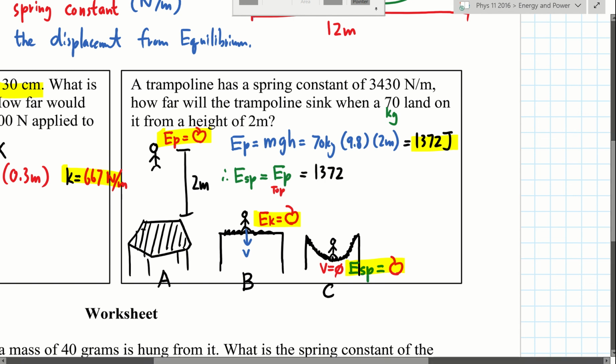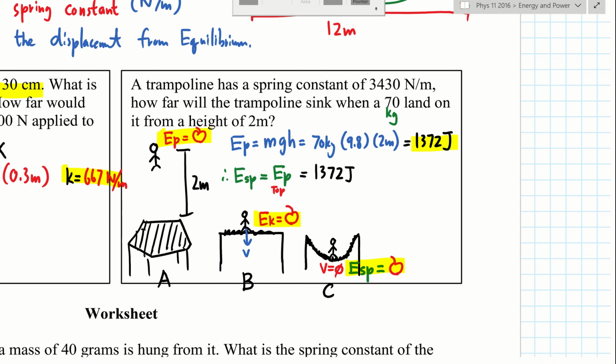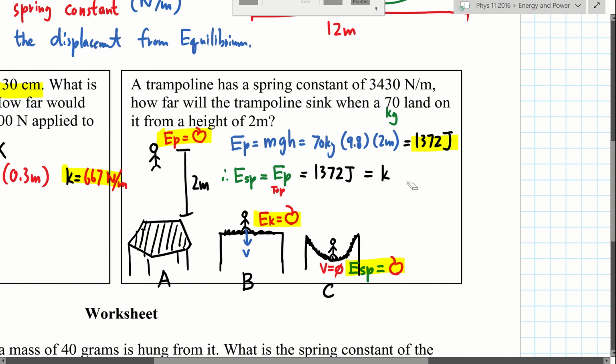1372. Now, how can we use that? Well, the spring potential energy has this equation, which is 1/2 k delta x squared, remember? So what we're looking for is how far the spring will stretch, which is the delta x. How far is the spring stretching in the opposite direction? We have k. k is, from the question, 3,430 Newtons per meter.